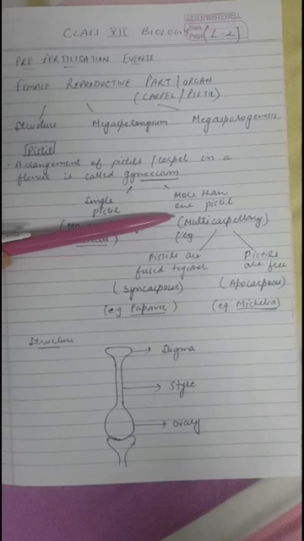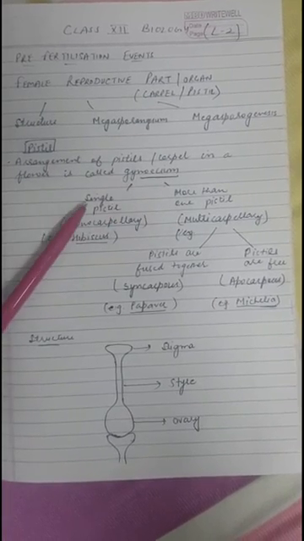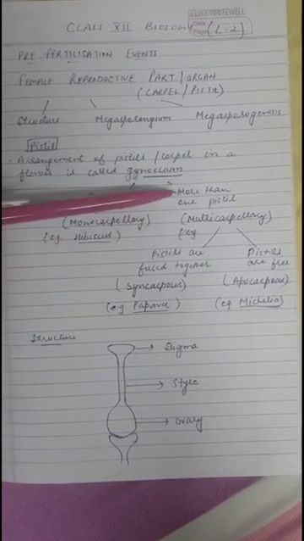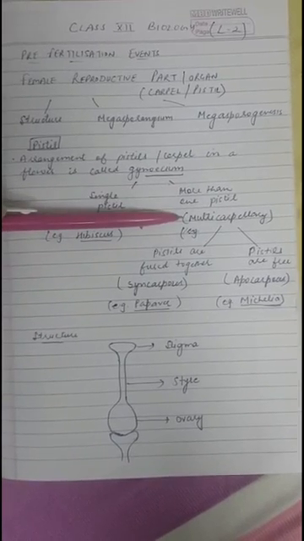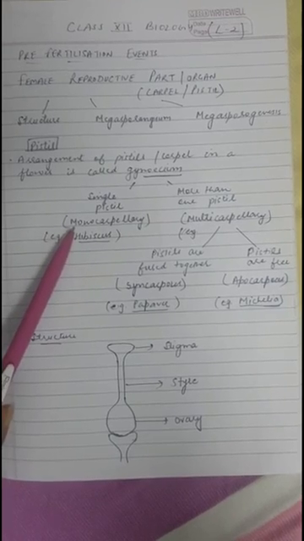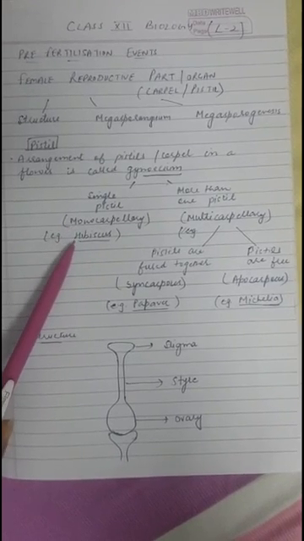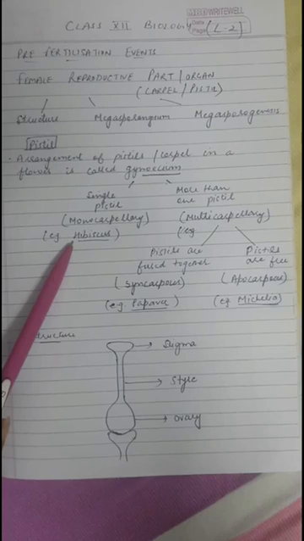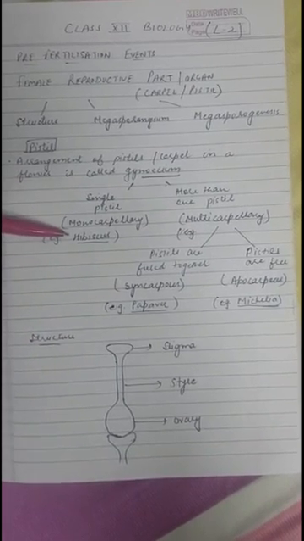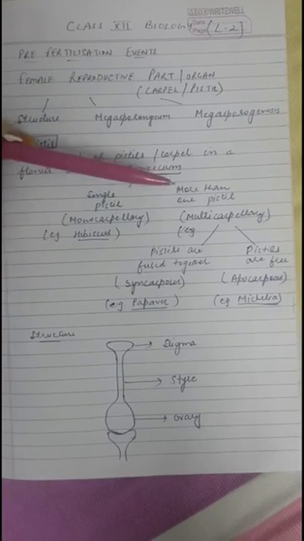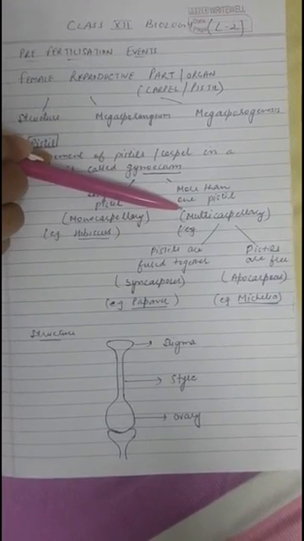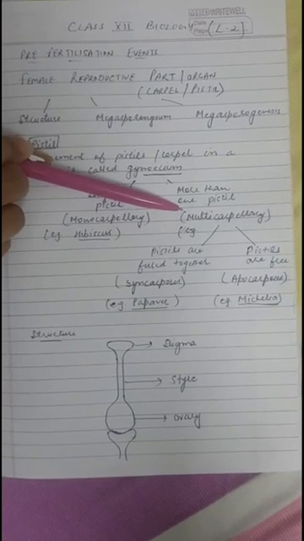This we have already done in class 11. So a single pistil or carpel is called the monocarpellary condition. More than one pistil is called the multicarpellary condition. For the monocarpellary condition, the example is the hibiscus flower. When you see a hibiscus flower, you will find there is a single carpel in that. And multicarpellary is where more than one pistil is present.